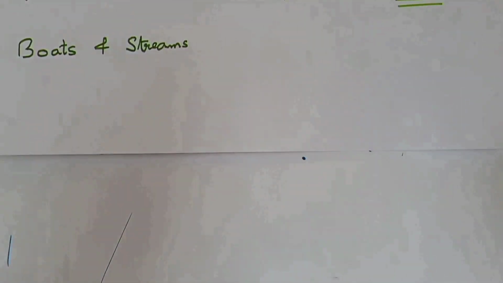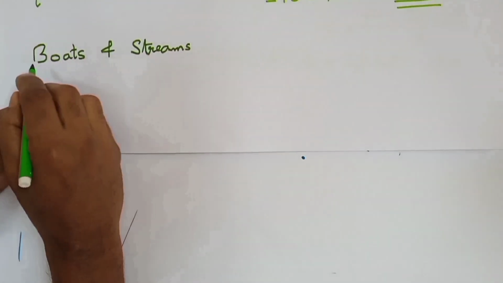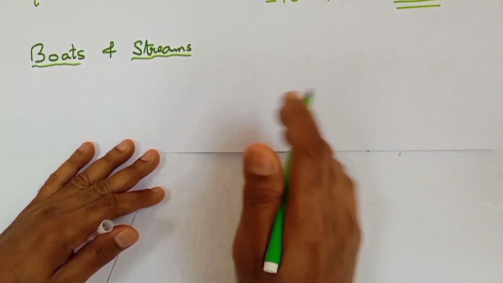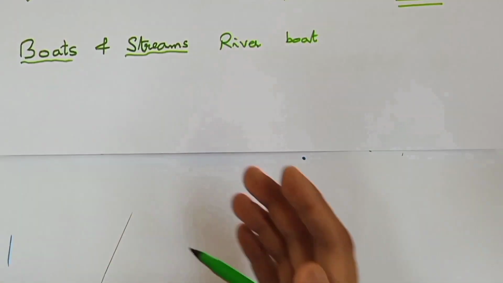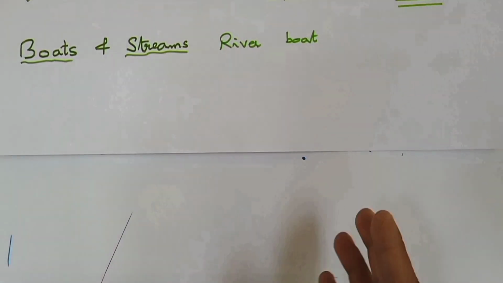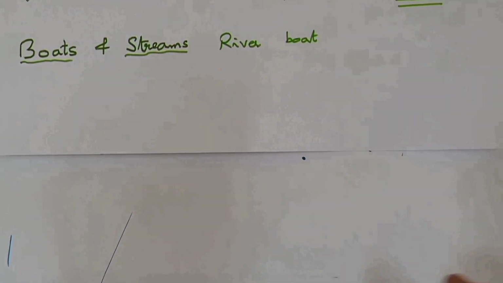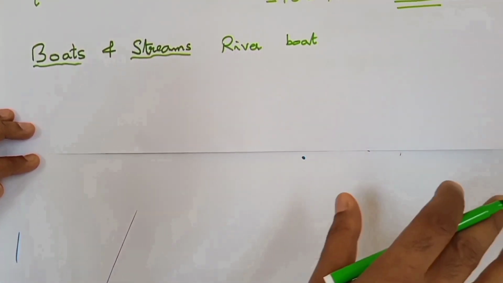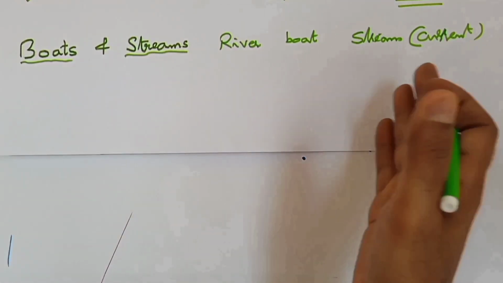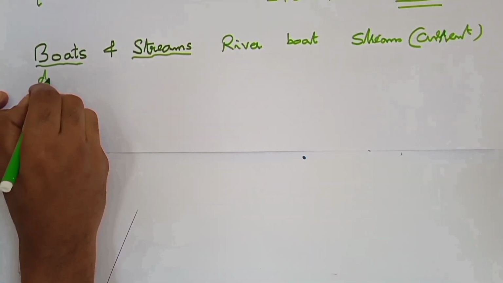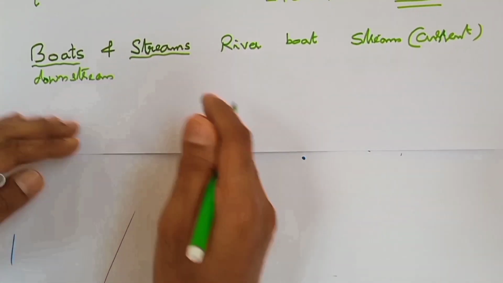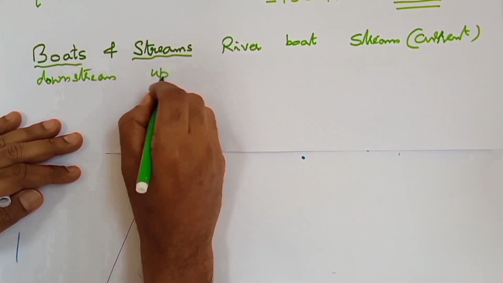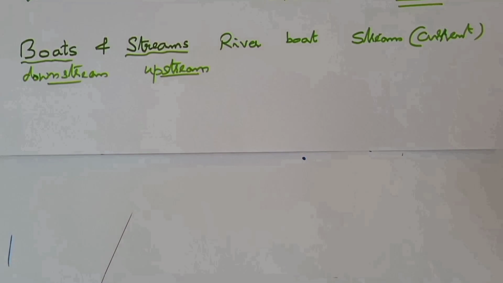Hey guys, we are looking at a segment called boats and streams in time and distance. If you have a boat moving on a water body like a river, the boat can be moving along with the direction of the stream, or it could be against the stream. If the boat is moving along with the stream or current, we call it downstream movement. And if it is going against the current, we call it upstream. Maybe you've heard of these terms, downstream and upstream.